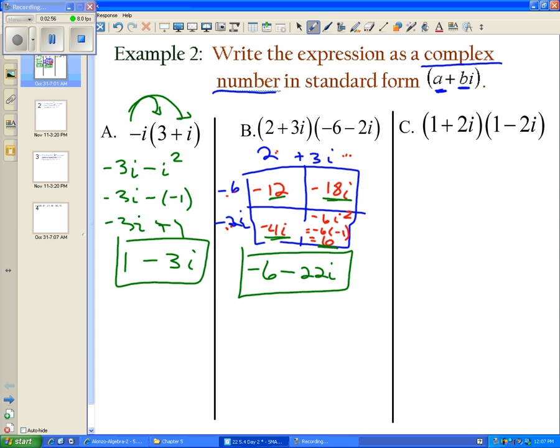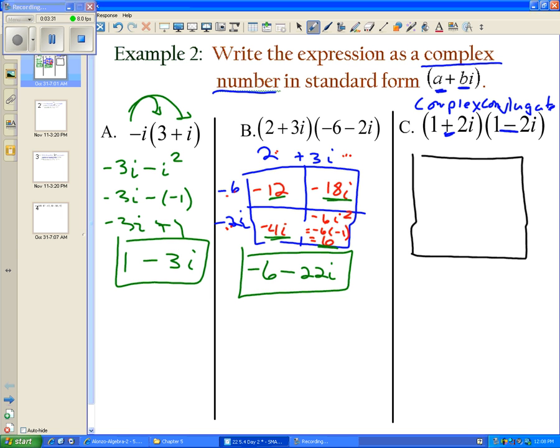So let's go on to my next problem. Remember, recognize, and notice that these are complex conjugates. That means it's the same problem, but one's addition and one's subtraction. Whenever I multiply complex conjugates, I will always just get a real number. I will never get an imaginary part. The imaginary parts should multiply out.